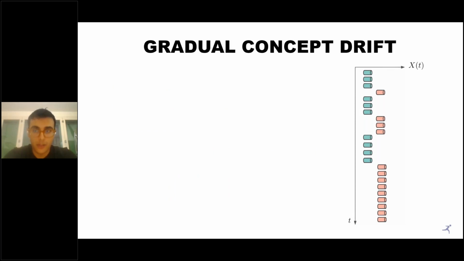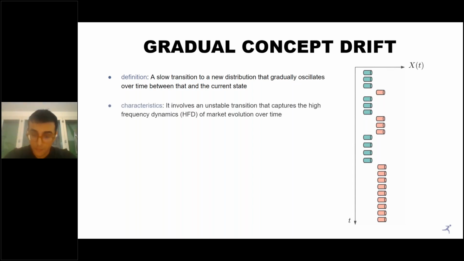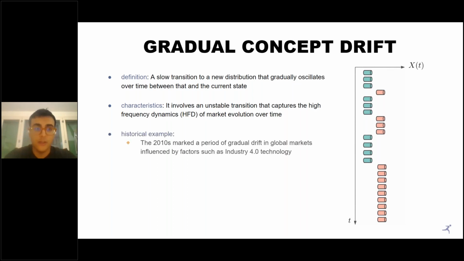Then we move on to gradual concept drift. This is similar to the previous one, but the transition is oscillating between the previous state and the next state. So it is a combination of sudden and incremental. So this involves an unstable transition that captures high frequency dynamics of market evolution over time. And of course, this goes to periods of gradual drift in global markets.